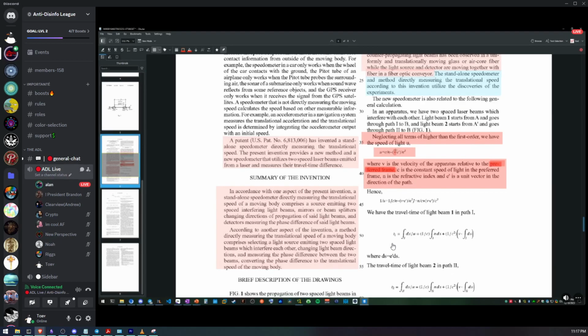What's this V relative to, guys? It's relative to the preferred frame. Dog, I'm so excited. This is like Christmas. Well, the sad thing is we don't know that. All we have is the patent. We don't have the evidence of the patent being used.